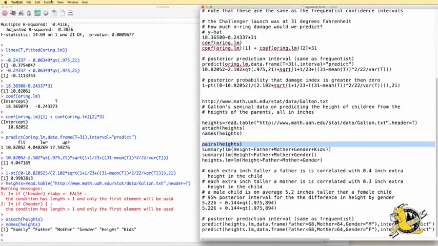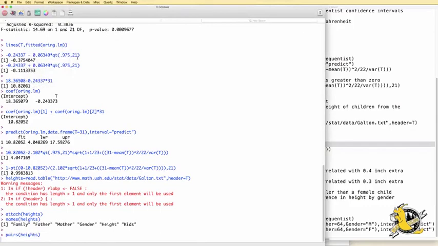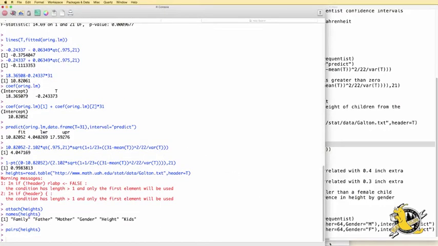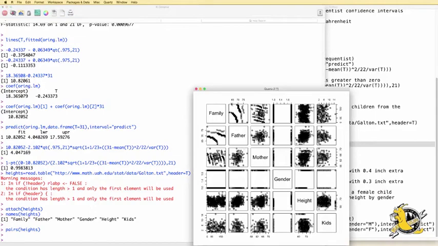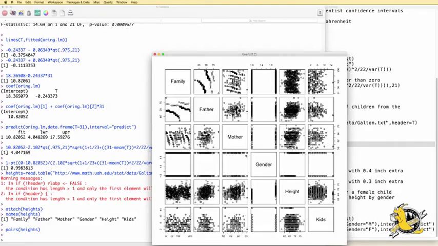Let's take a quick look graphically at the data. Focusing on height as the variable we're trying to predict, we can look at this column here and see that boys in general are a little bit taller than girls. The tallest children tend to have taller parents. The shortest children tend to have shorter parents. It's not clear that there's any relationship between the number of kids in the family and the height.